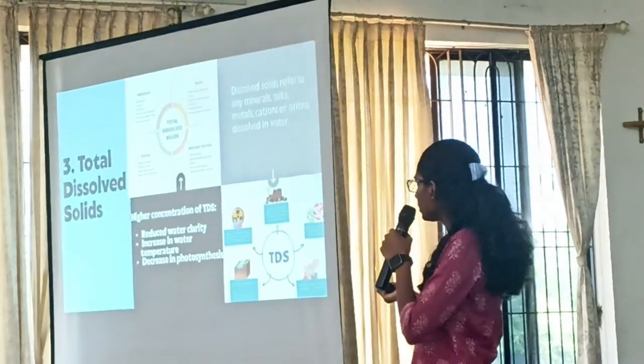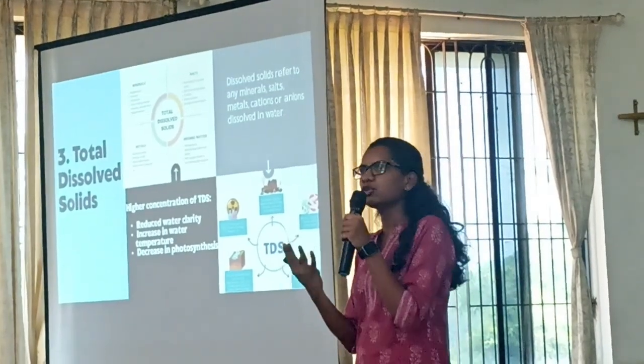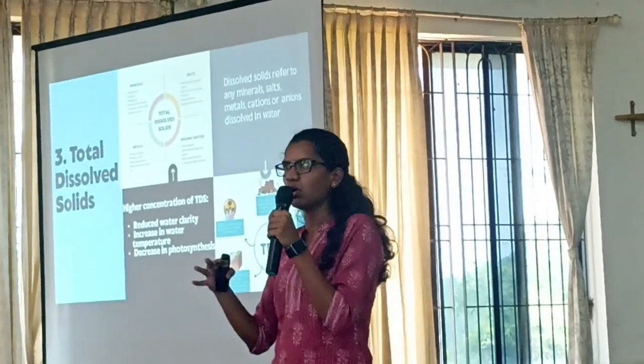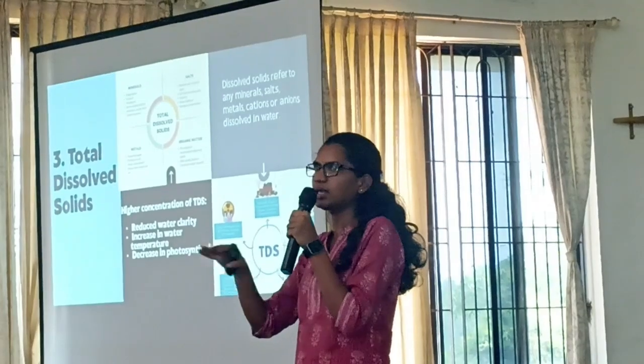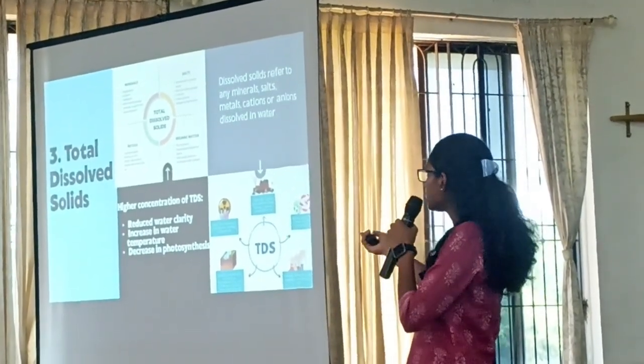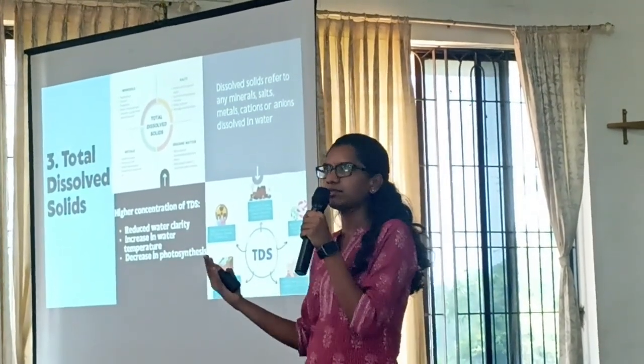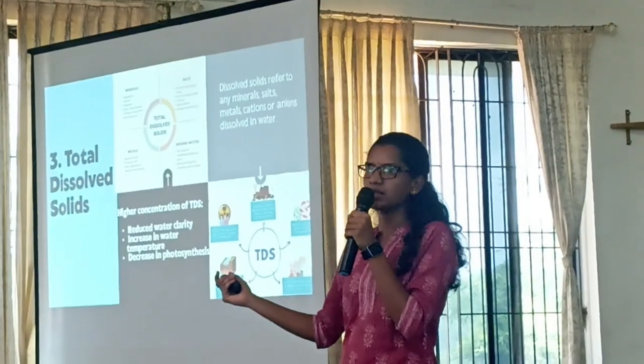And also the third thing is they decrease the photosynthetic activity as they don't allow the sunlight to pass through all the water body layers. This affects the photosynthetic activity. These are the few things that they affect. There are other things that get varied if the TDS level increases in the water body.